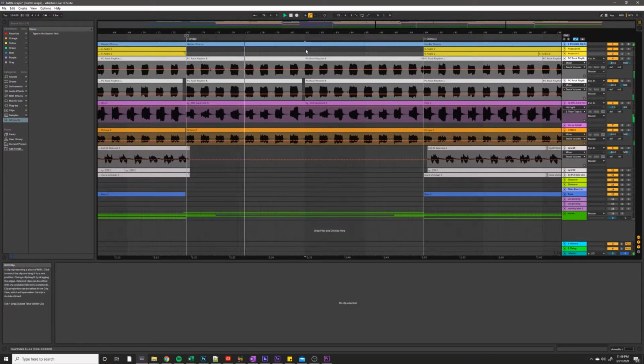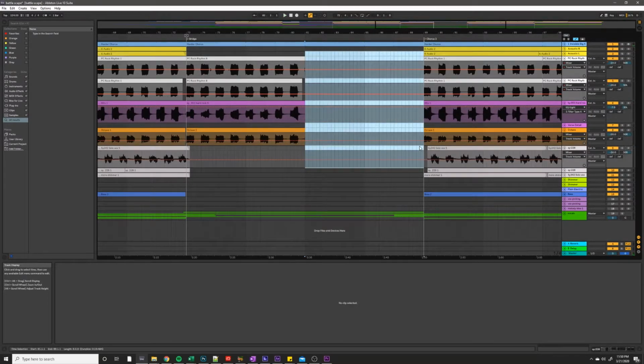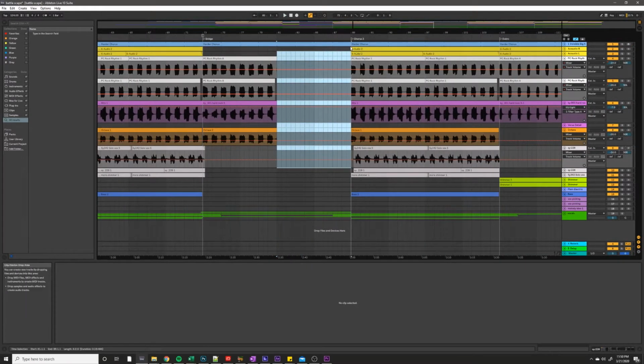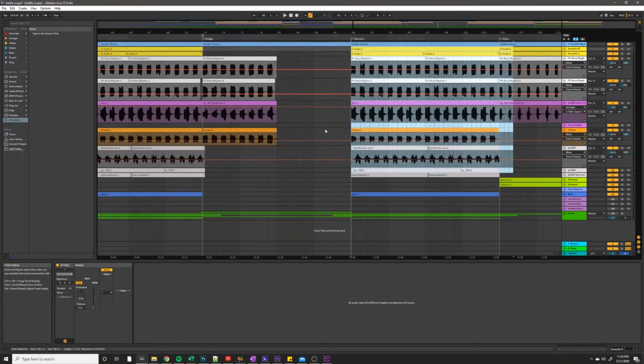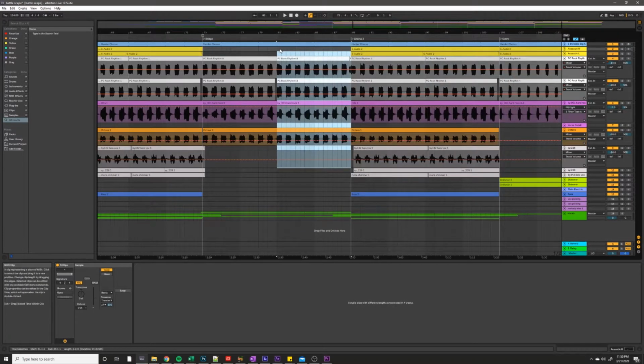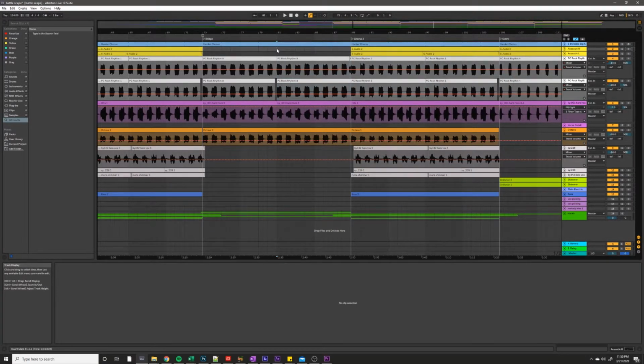Let's say I'm listening to it and I only want it to happen twice. So I only want the bridge to be half as long as it is right now. Instead of going over here, deleting everything, and then grabbing everything to the right and moving it over, what you can do that's a lot easier instead is highlight the amount of time you want to cut.